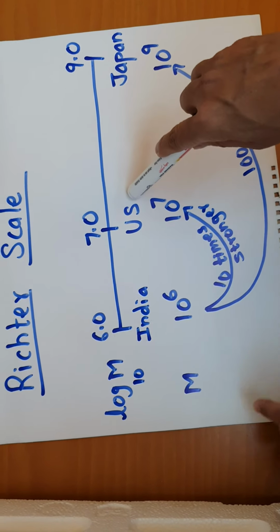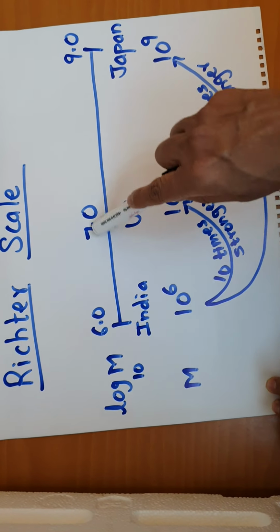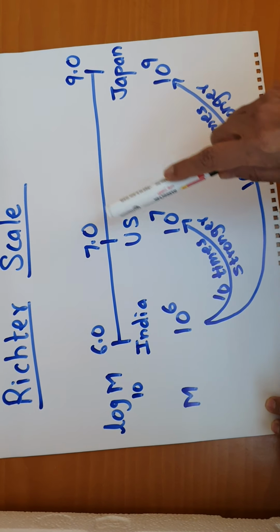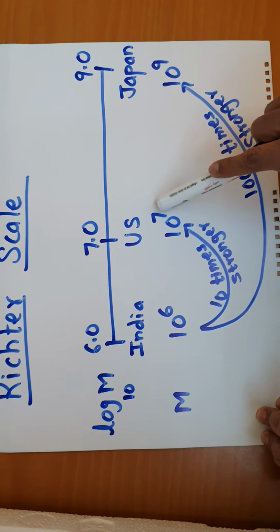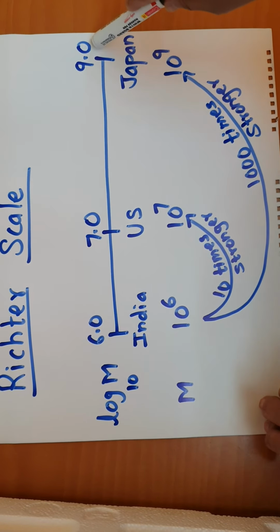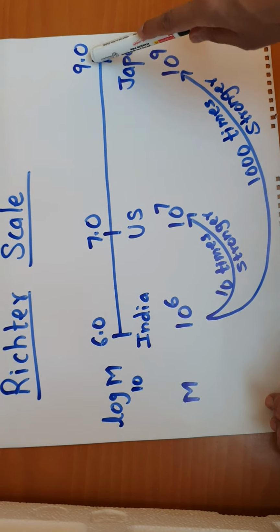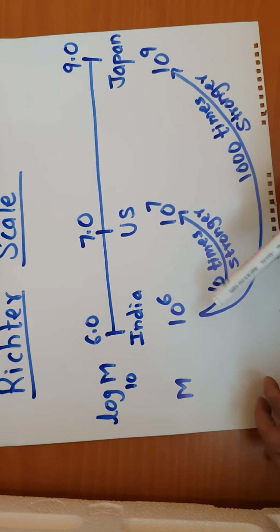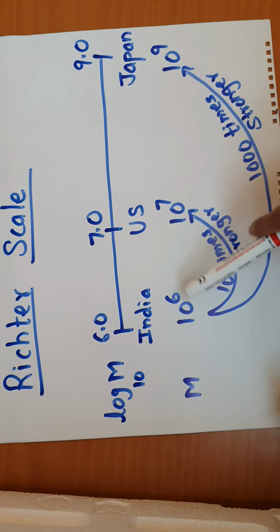In US, the Richter scale shows 7.0. So log of m to the base 10 is 7. That implies 10 raised to power 7 is this m. So for US, the m value is 10 raised to 7. So I am writing in this line 10 raised to 7. In Japan, the Richter scale registered 9.0. That means log of m to the base 10 is 9. So the value of m for Japan is 10 raised to 9. Observe these numbers, the values of m. These are huge, 10 raised to 6, 10 raised to 7, 10 raised to 9.